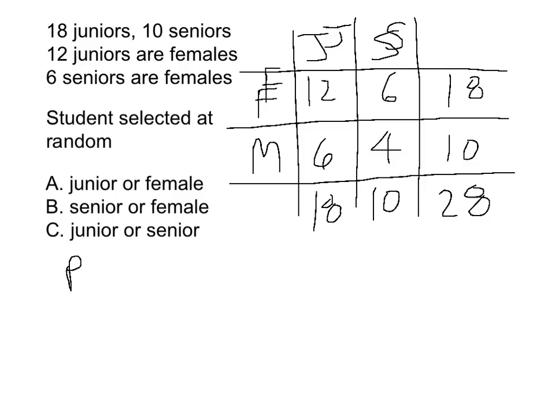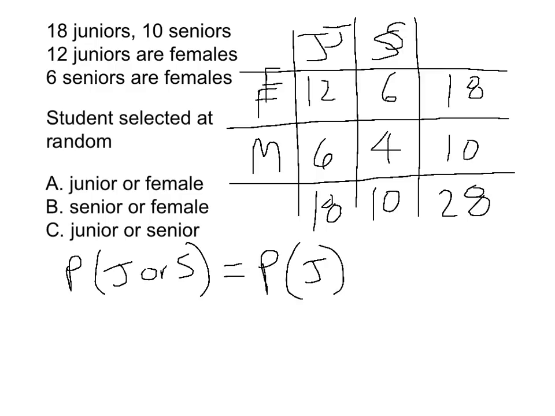The probability that we would have a junior or a senior. Now, these are mutually exclusive events, so we don't have to do the subtraction. These two things cannot occur at the same time. No one can be a junior and a senior at the same time. So all we have to do here is find the probability that we have a junior plus the probability that we have a senior.